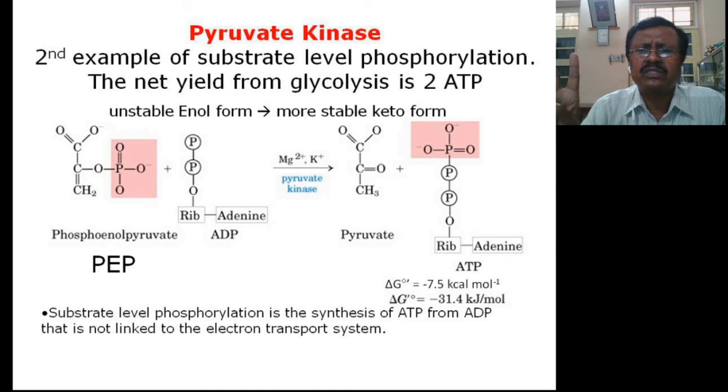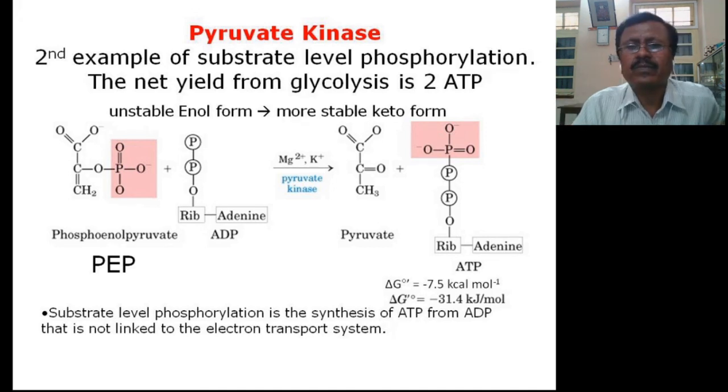There are two reactions of substrate level phosphorylation in the glycolytic pathway. This is the second one. The first one being 1,3-DPG becoming 3-PG, where the high energy acyl phosphate of 1,3-DPG is transferred on to ADP to form ATP. That is the first reaction where substrate level phosphorylation occurs, and this is the second substrate level phosphorylation reaction of glycolysis.